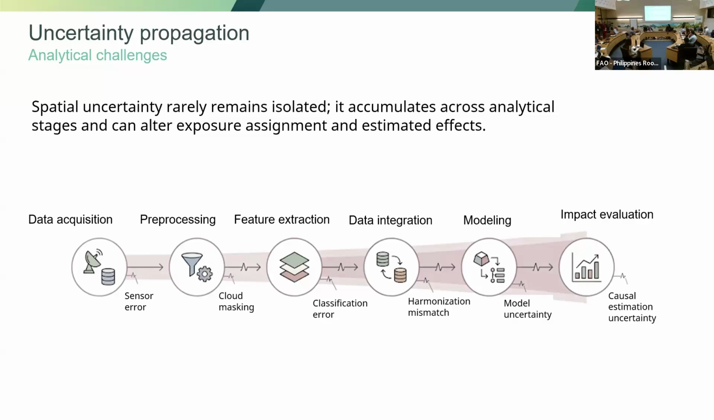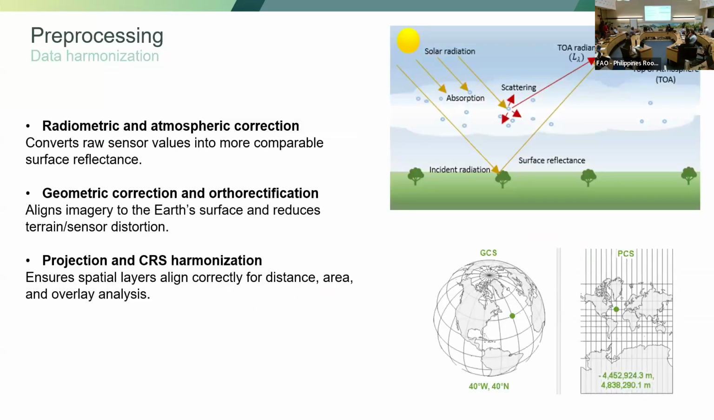With that, I will go to the first stage that we talk about in this chapter: pre-processing of Earth observation. All of these more standard steps, like radiometric, geometric, or projection and CRS harmonization, are defined in detail in chapter 2, the chapter prior to this, including why they're important and how they should be done.